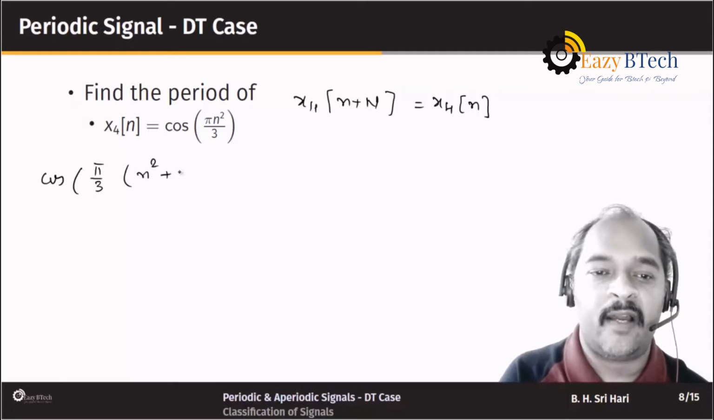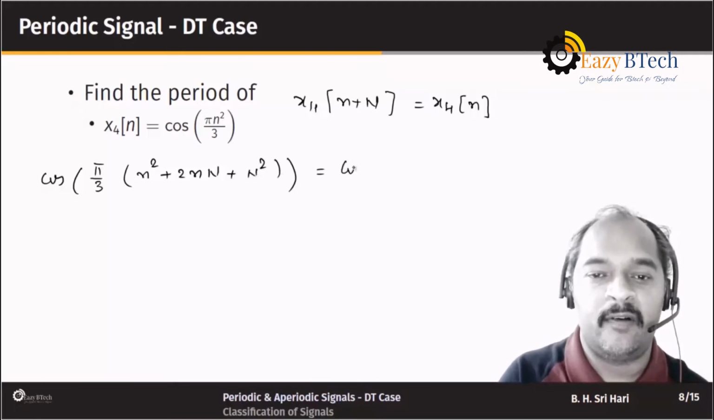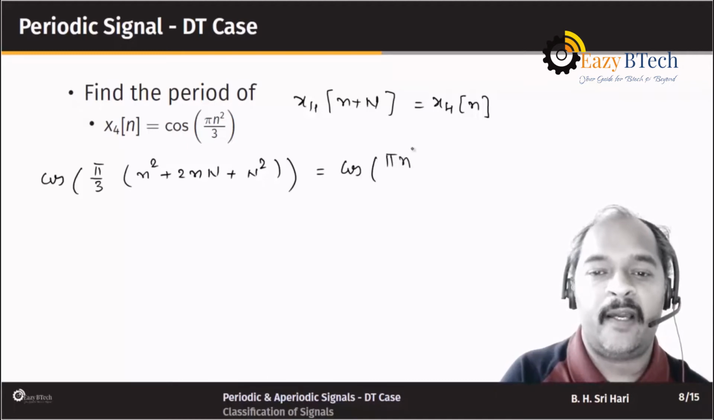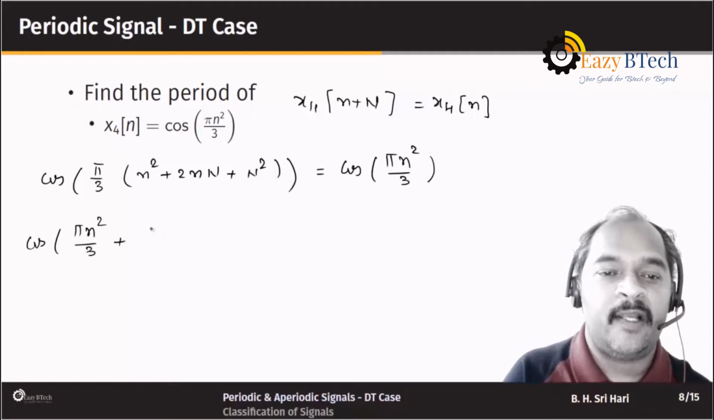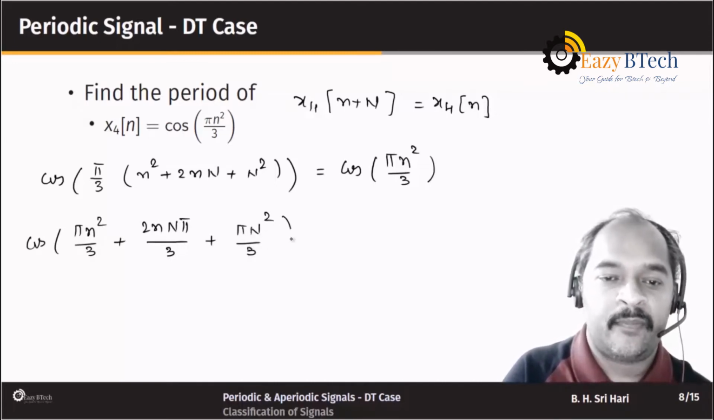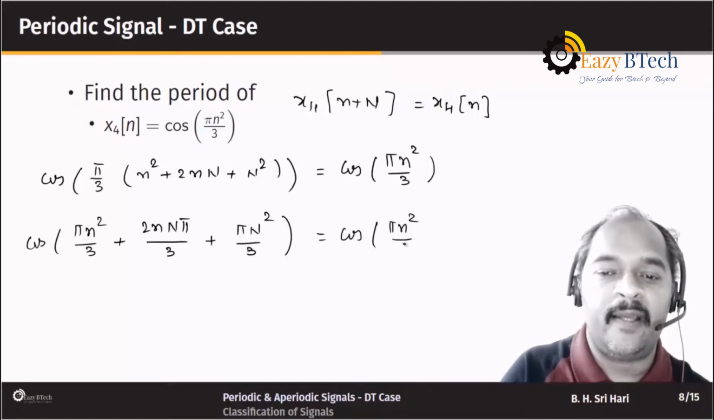So you get n square plus 2n capital N plus capital N square, and this should be equal to cos of pi n square by 3. Okay, so if you expand this, we will write down cos of pi n square by 3 plus 2n capital N pi by 3 plus pi n square by 3. And we want this to be equal to cos of pi n square by 3.